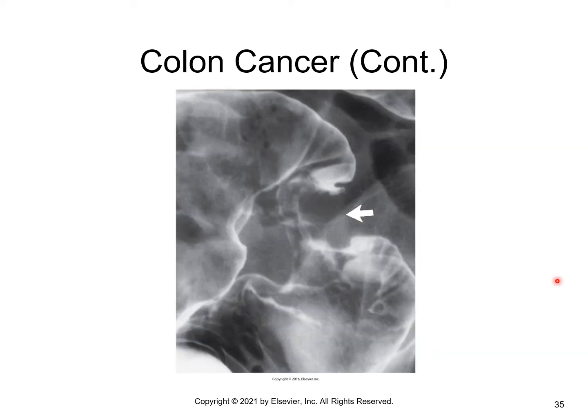Here's an example of what they call an apple core sign. And so you see that we have this narrowing of the actual lumen here, but really this whole thing is a cancerous tumor that's actually causing this narrowing of the lumen to appear. So it's almost having mass effect on the lumen, pressing and creating what kind of looks like an apple core here.